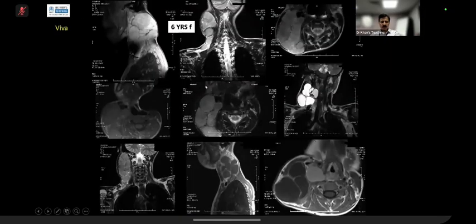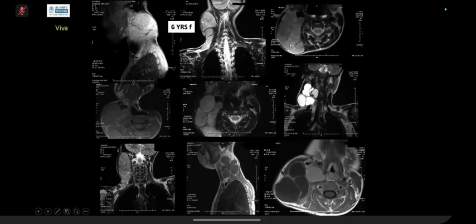So that was another example. This is not what we were doing, but can you tell me which facial compartment this lesion is? Which space is this lesion?